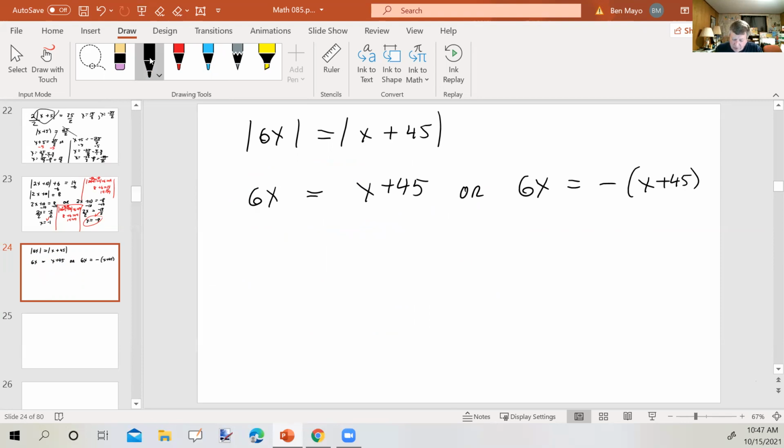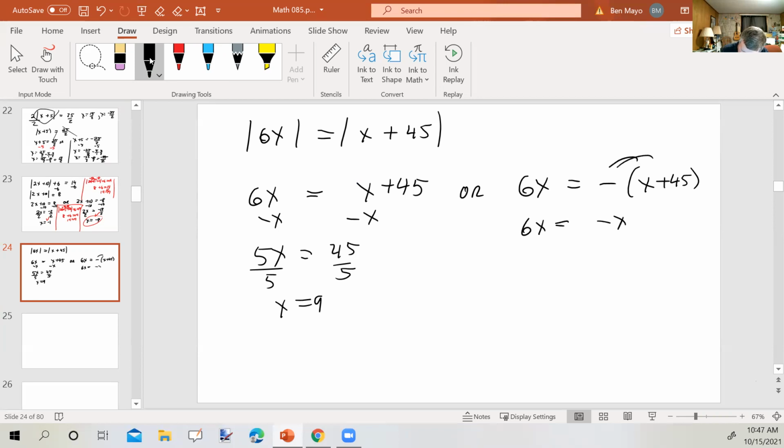So now solving these two equations, what would we do? We'd subtract x from both sides. 5x equals 45. Divide both sides by 5, x equals 9. Over here, we'll distribute: -x minus 45. So then we will add x to both sides. 7x equals -45. Divide by 7, x equals -45 sevenths.